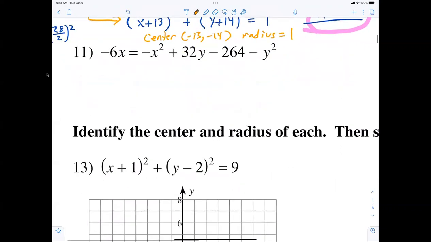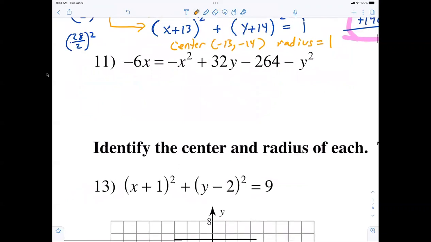So let's group everything together. I don't like any negatives, so I'm just going to move that over. So anybody write down x squared minus 6x. We then leave a space to complete the square. I move my y squared over, and I move my negative 32y over. And then that equals negative 264. Anybody have any problems with that? Anybody have any issues? Nobody?